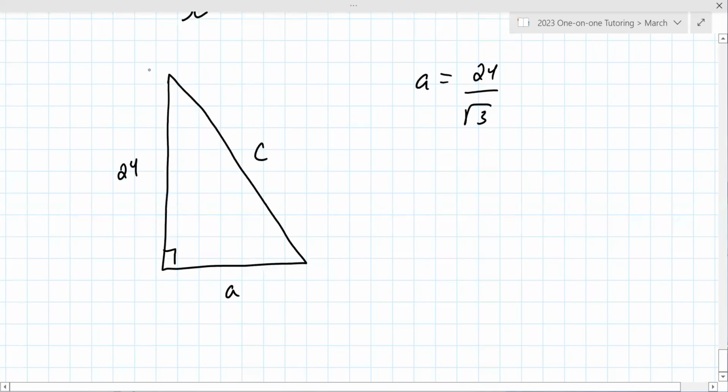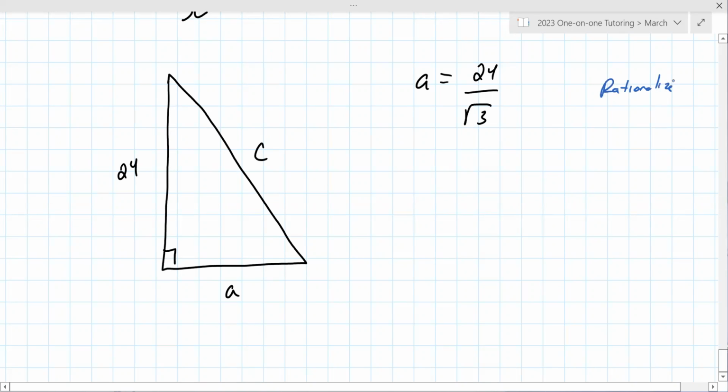What do you do from here? You can't leave your answer like that. Why is there no square root 3 in this? Because I don't have to give you nice numbers. So how do you rationalize this is what I'm asking for.